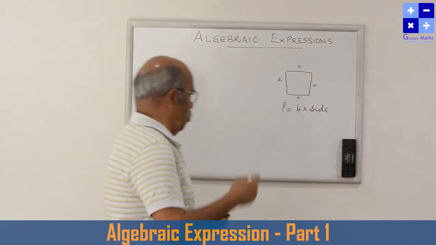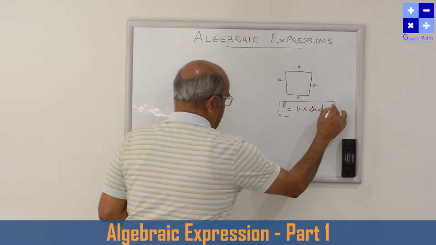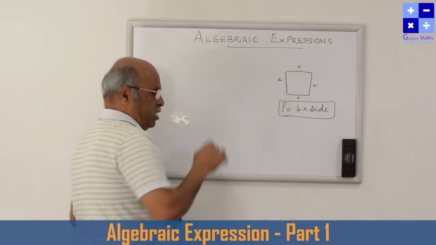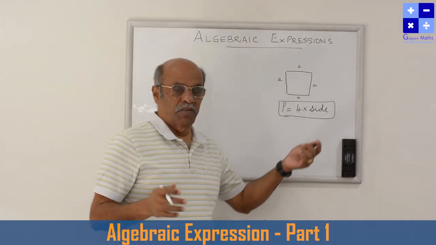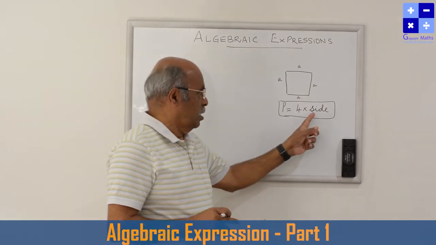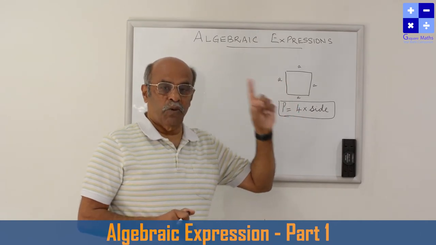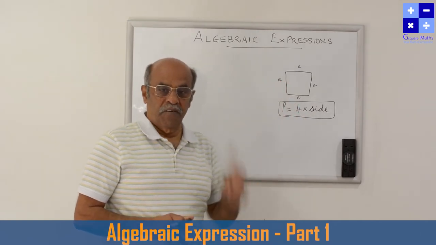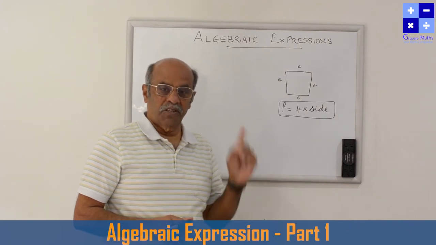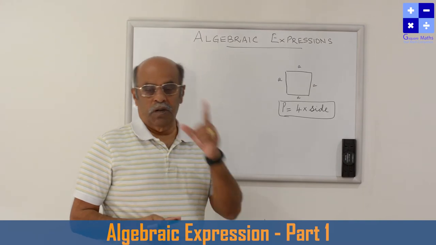Why is it so? The formula is the same. There is no change in the formula. You already studied in geometry, 4 into side will give you the perimeter of the square. Now here, when I asked them to draw a square of 3 cm, everybody drew 3 cm, and 3 plus 3 plus 3 plus 3, that is 4 into 3, that is 12.